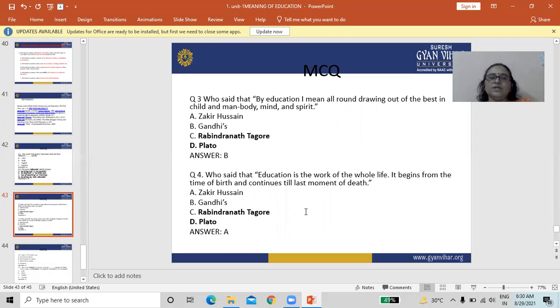Next MCQ. Who said that by education I mean all round drawing out of the best in the child, man, body, mind and spirit? Option A Zakir Hussain, option B Gandhiji, option C Rabindranath Tagore, option D Plato. Correct answer is option B Gandhiji. Next, who said that education is the work of the whole life, it begins from the time of birth and continues till the last moment of death? Option A Zakir Hussain, option B Gandhiji, option C Rabindranath Tagore, option D Plato. Correct answer is Zakir Hussain.